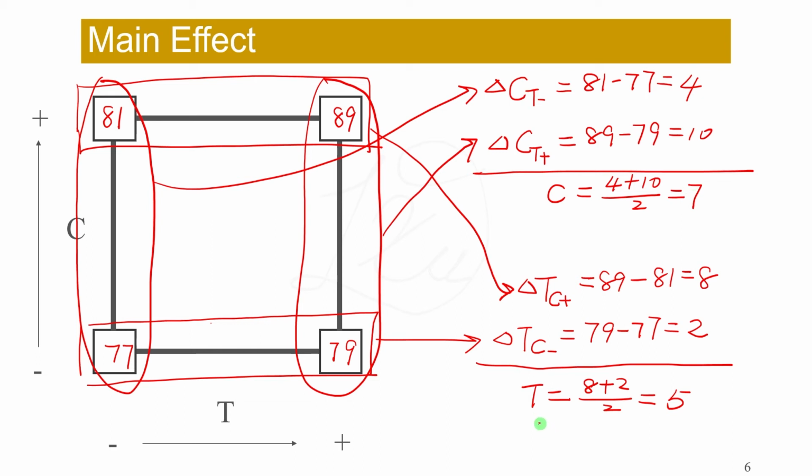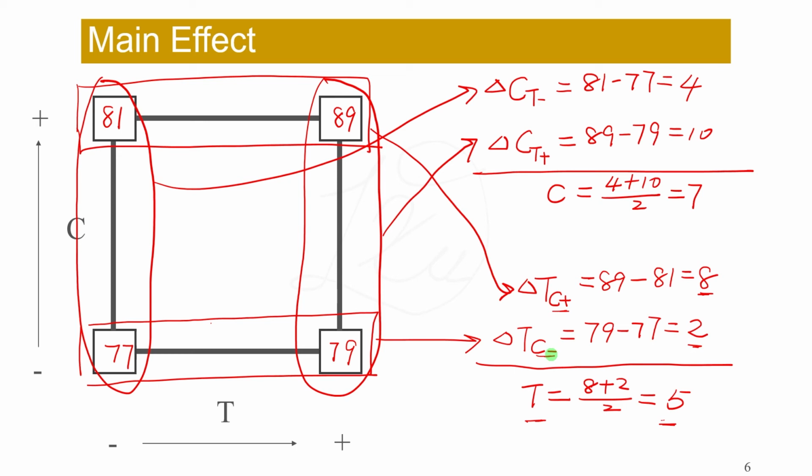If we look at the main effect of temperature, we have seen that the main effect of temperature T equals 5 is an average of these two comparisons. But this is obviously an incomplete description of the influence of temperature on yield. We can see that the temperature effect is much higher here. It's 8% when the concentration is high, but only 2% when the concentration is low. Thus, the factors temperature and concentration do not behave additively and are said to interact.